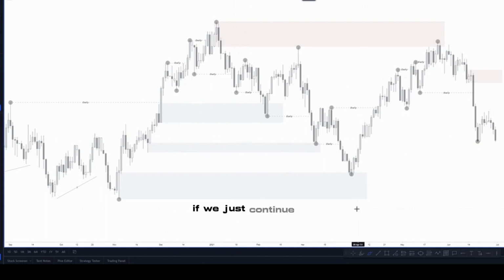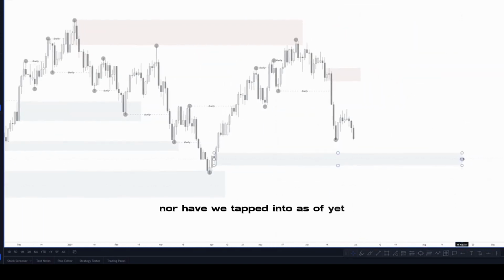And then finally, if we just continue on, what we can see is we have a demand zone right here, which we have not actually mapped out, nor have we tapped into as of yet. We have a demand zone right here, and what we can see is price respected it initially, and then price broke below and then immediately retraced in. So initially we did see some minor respect of the zone, but ultimately this zone has been disregarded entirely.